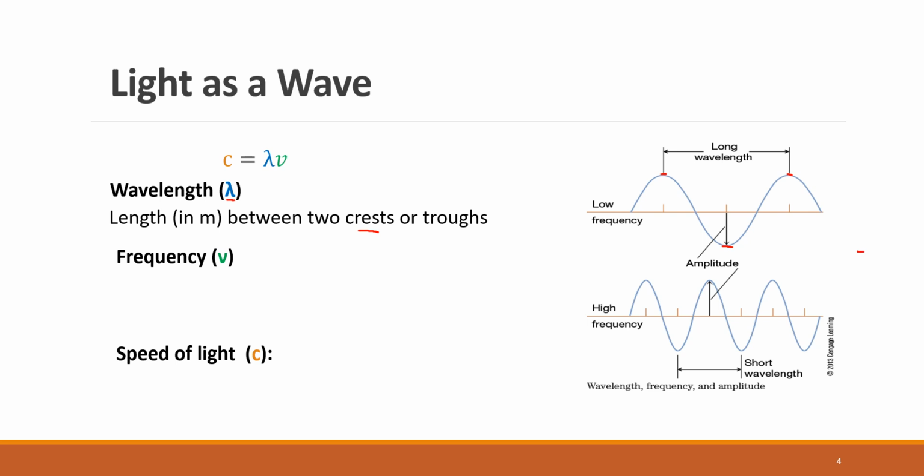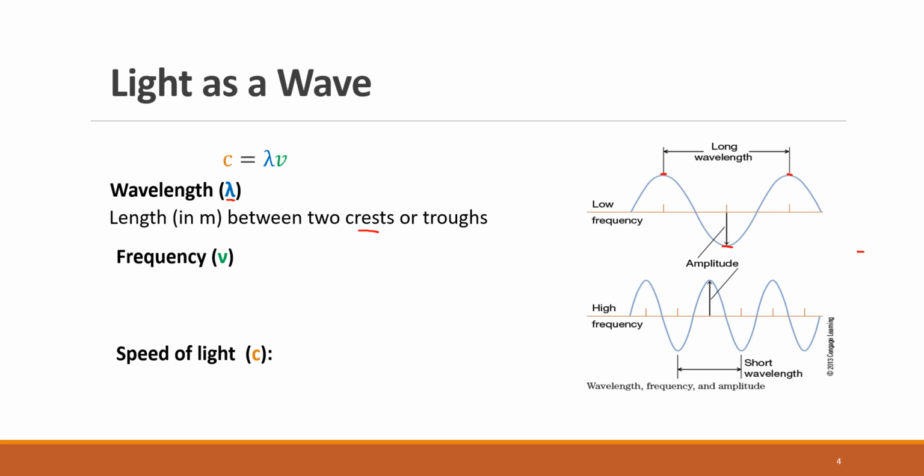Once again, this does need to be in meters when we're using it in the equation. A lot of times it is given to us in nanometers, so we will have to convert from nanometers to meters before putting it in the equation. So just be aware of that. And 1 nanometer is equal to 1 times 10 to the negative 9th meters. And we'll see that very frequently when we do these problems.